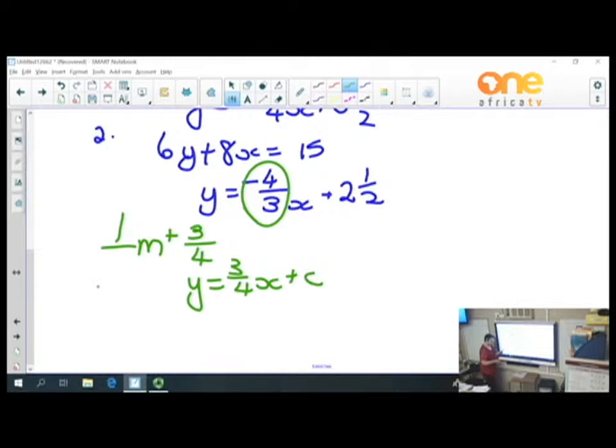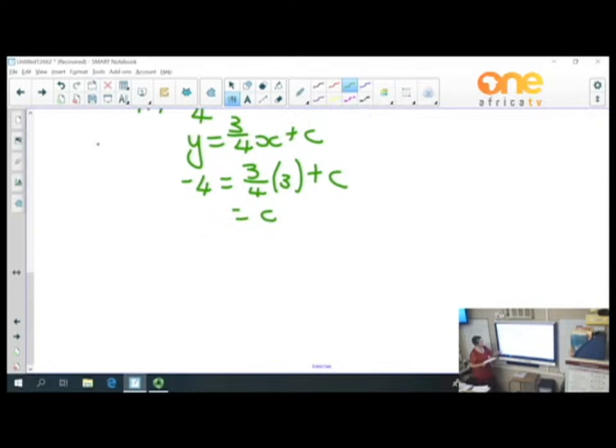This time it passes through the point (3, -4). So I substitute that in. -4 = 3/4 times the 3, plus c. And what is then the c? This is 9/4, which is 2.25. Minus 2.25, so it's -6.25. Negative 6.25, so I would say -25/4. So y is equal to 3/4 x - 6.25.